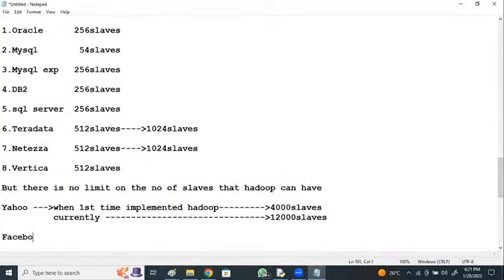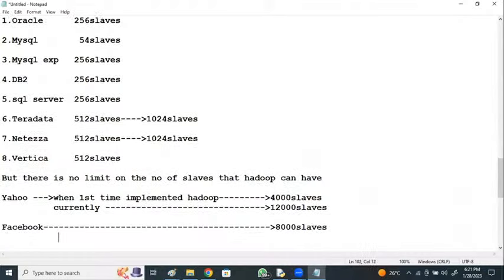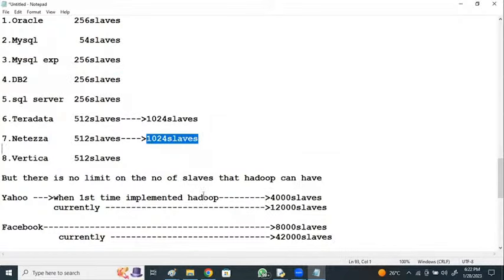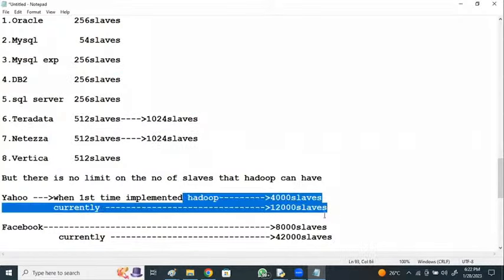Facebook, when it first implemented Hadoop, went with 8,000 slaves for storing its data. Currently it is going with 42,000 slaves. There is no limit: databases go with 256 or 512, but here they can go with thousands. There is no limit on the number of slaves Hadoop can have.